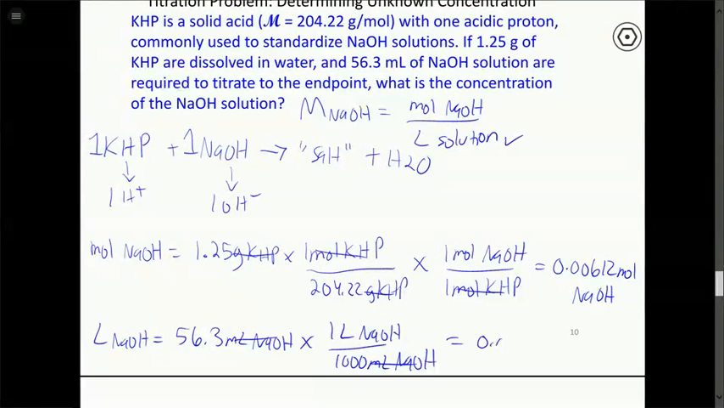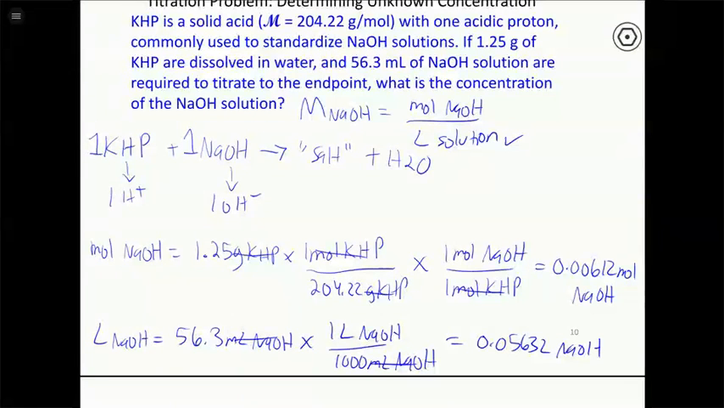So we have 0.0563 liters. So we have moles of NaOH, we have liters of solution, and now we can just divide the two to get the molarity, which is what the question is asking us for.